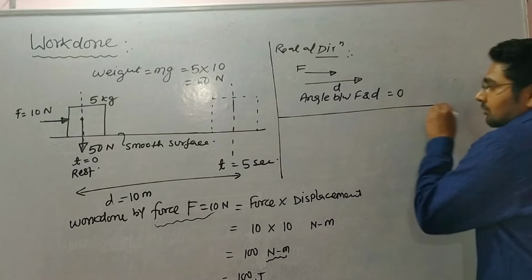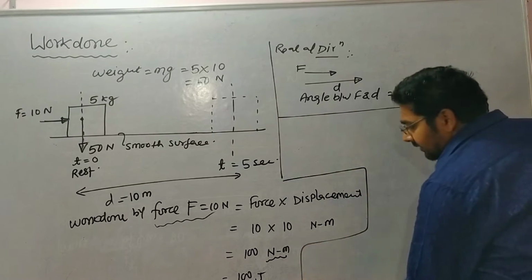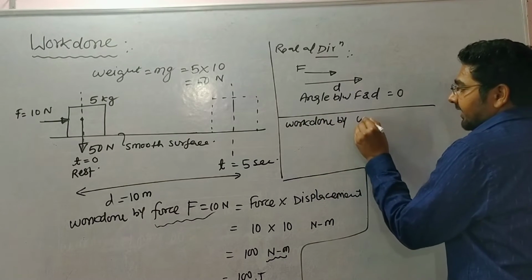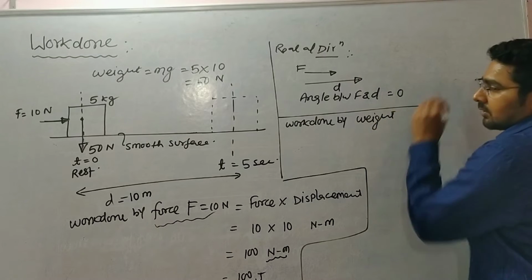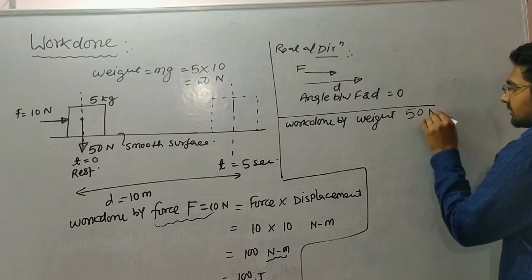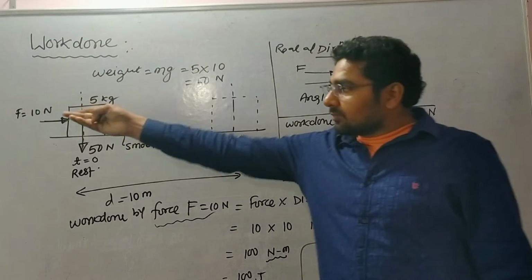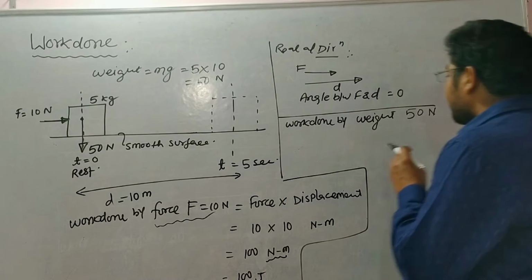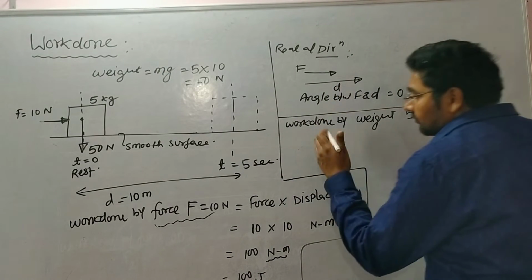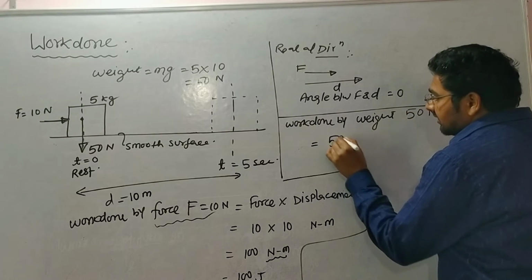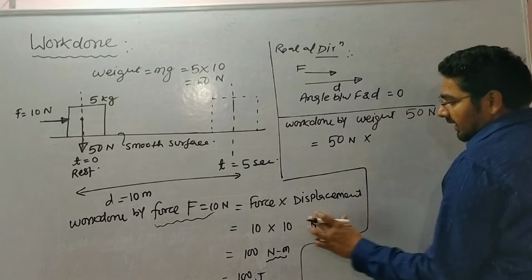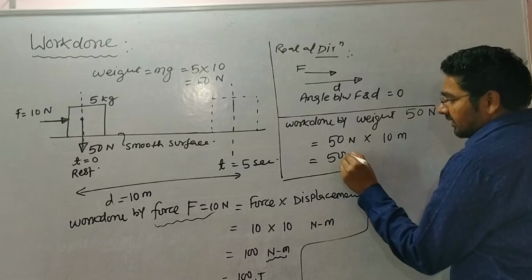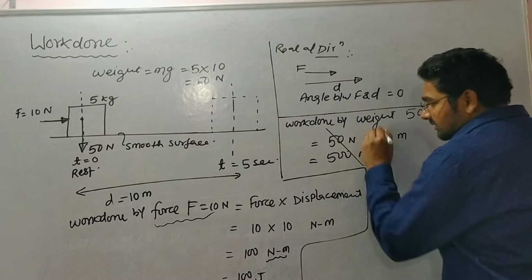Now if I ask you the work done by weight, 50 newton, because it is also a force. If this 10 newton can do work, then this 50 newton can also do work. So the work done by the weight of 50 newton, what will be the magnitude of the work done? So you will say 50 newton into, this is force, and displacement is 10 meter, and the answer will be 500 newton meter. So this is the wrong answer.